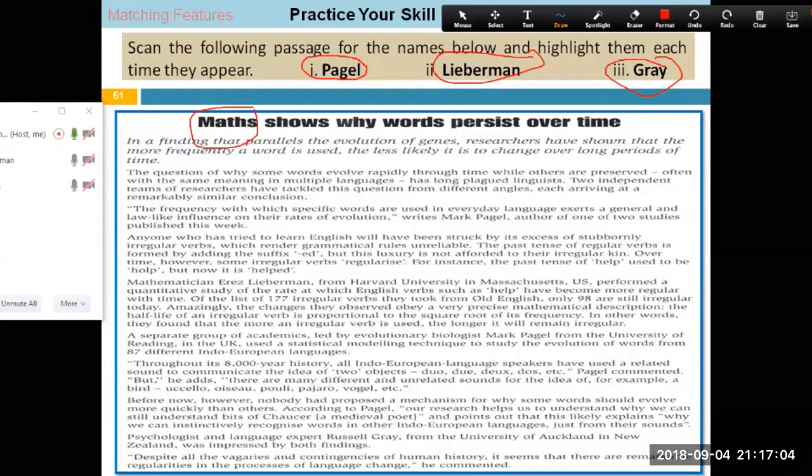Sorry, irregular verbs. Now, can you tell me which verbs are irregular verbs? Speak, spoken, something like this. Yeah, the verbs for which we have to learn the three forms, like present, past and past participle form. We have to learn them by heart, and they don't follow the ed rule. So those are irregular verbs.